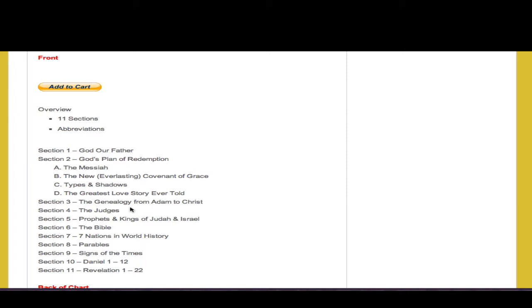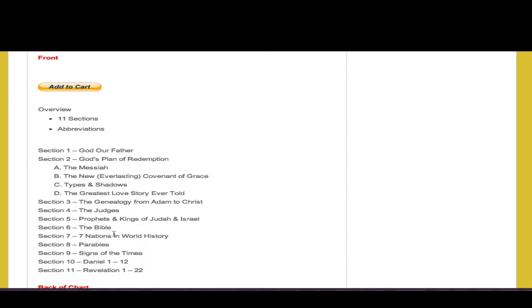genealogy. The fifth section is a listing of all the prophets and kings of Judah and Israel, both in detail, listing all of the kings and all the prophets, as well as having their chronological listing to scale in this genealogy from Adam to Christ. The sixth section is talking about the Bible, the books of the Bible, the persons who wrote the Bible, etc.